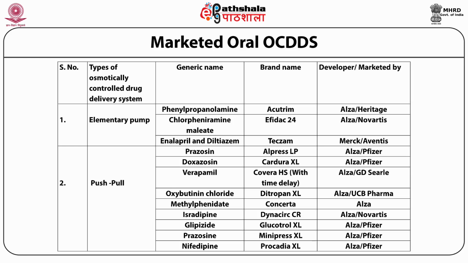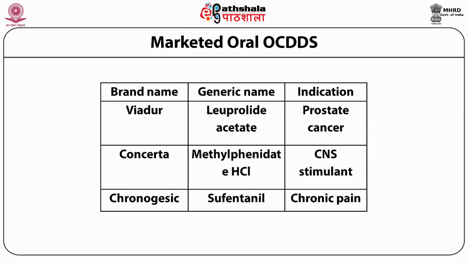Mostly, if you look at these, they are drugs from categories such as anti-anxiety, for insomniac cases, or used in arrhythmic disease, like verapamil, which is used in arrhythmia. Some other products are Viadur, Concerta, and Chronogesic. The drug in Viadur is leuprolide acetate, which, as you have learned before, is used in prostate cancer. Concerta is a CNS stimulant, and Chronogesic is used in chronic pain.